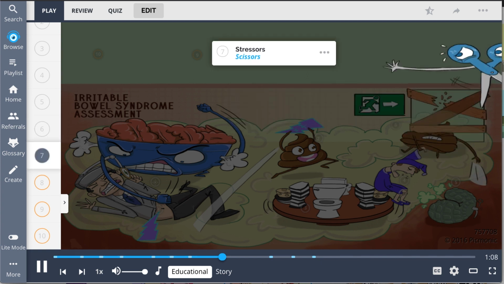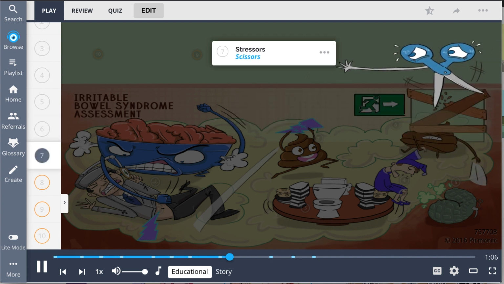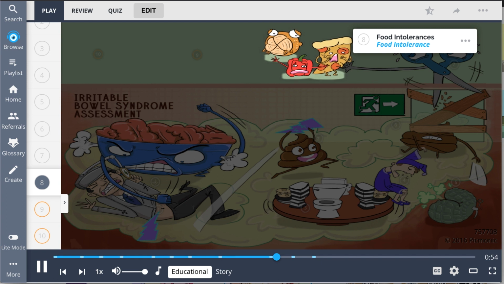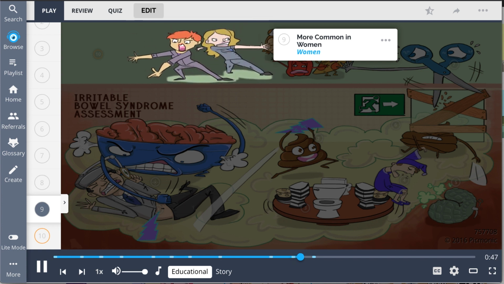It is important to consider stressors, shown by the scissors, that may contribute to the development and exacerbations of IBS. Assess the patient's psychosocial factors, such as stress and anxiety, while obtaining a health history. Food intolerance, shown by the food intolerance, may also contribute to symptoms of this condition. It is also important to note that IBS is more common in women, depicted by the two women.